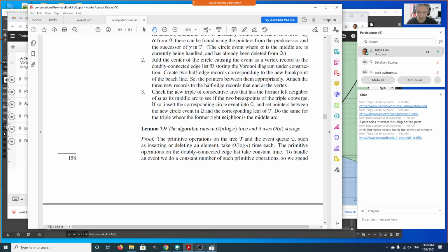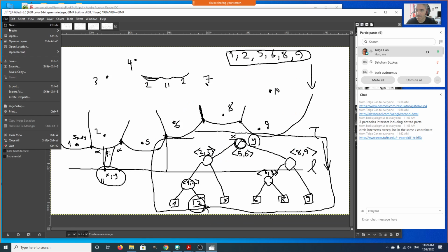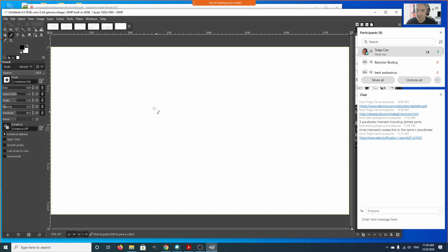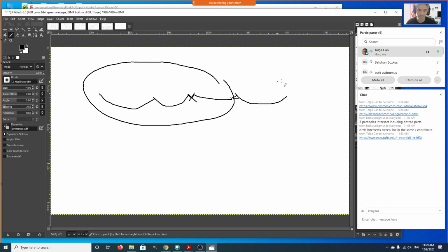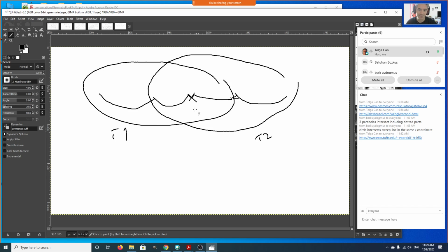So it's like this. Let me just draw it here. Imagine this one is the small one that disappears, and there are 2 other ones to the right. So this is going to disappear. After this disappears, we get ourselves new triplets. Triplet 1, triplet 2. These are the potential new circle events that we may have.